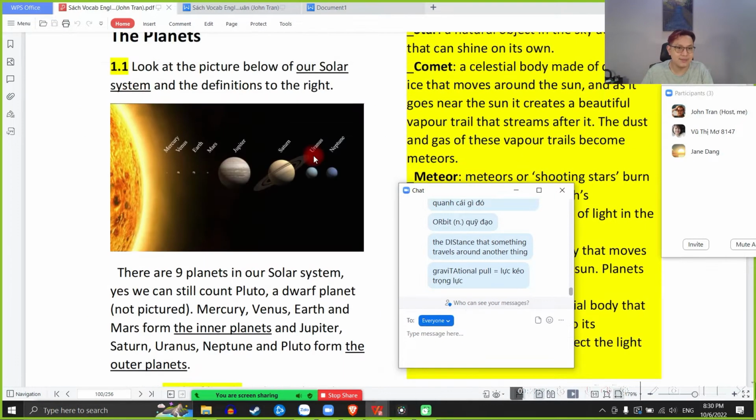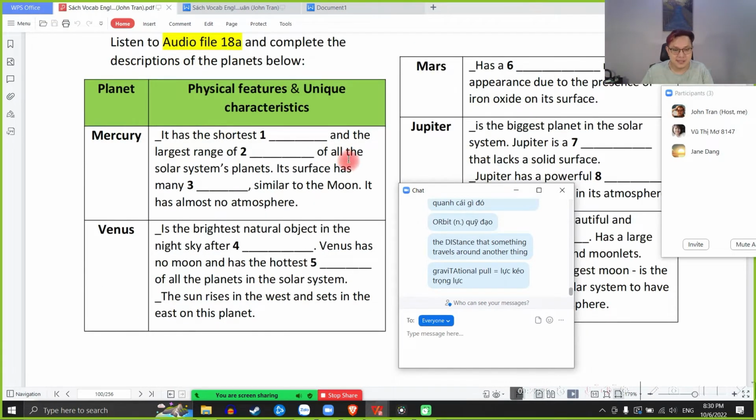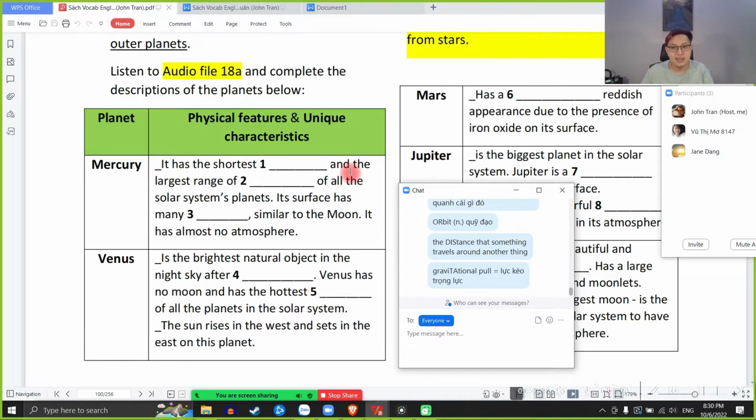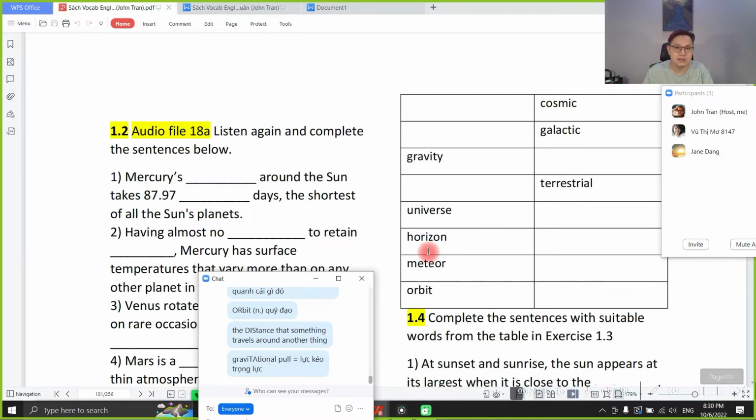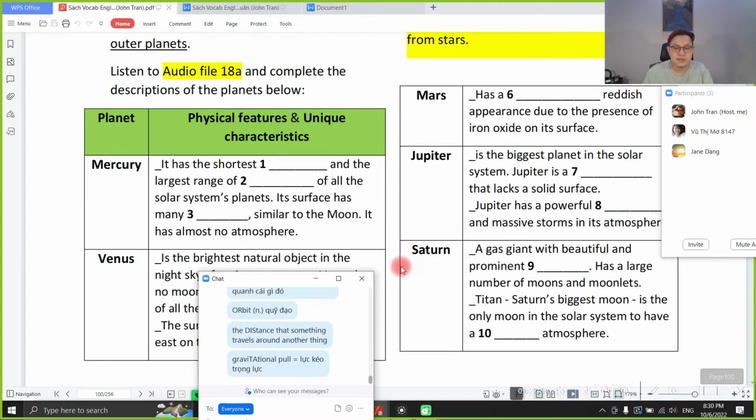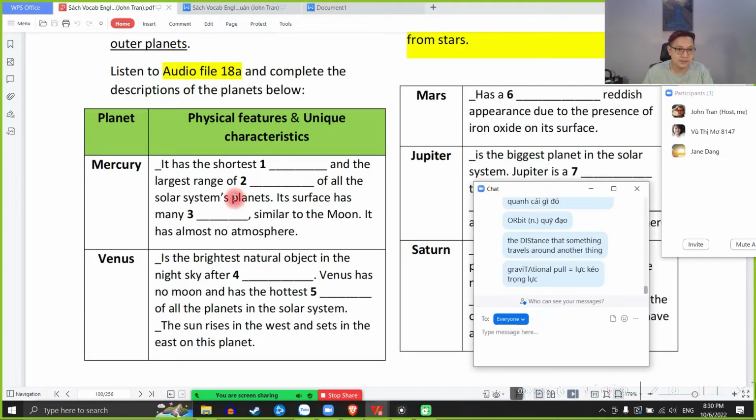1.1, we are still here at 1.1. So listen to audio file 18A and complete the descriptions of the planets below. Các bạn nghe cái audio file 18A và hoàn thành cái mô tả của những hành tinh bên dưới đi. So we have planets here: Mercury, Venus, we have Mars, Jupiter, Saturn, and not yet. It's just 5 planets. Nó chỉ nói về 5 hành tinh thôi.